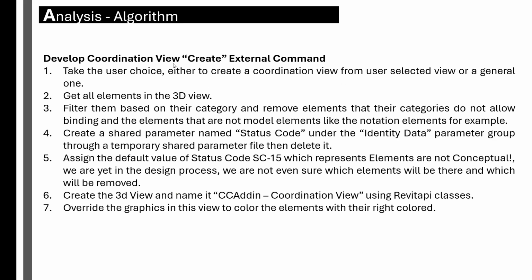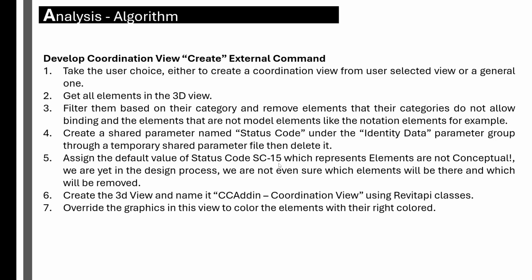The develop coordination view external command, for the create external command, we have 7 steps to take the user choices, either to create a coordination view from the user or a general one, and get all the elements in the 3D view, filter them based on their category, and remove elements that we don't want, like the categories that do not allow binding, for example, and the elements that are not models, like the notation, for example, and then create a shared parameter file. It's a temporary file, and then delete it.